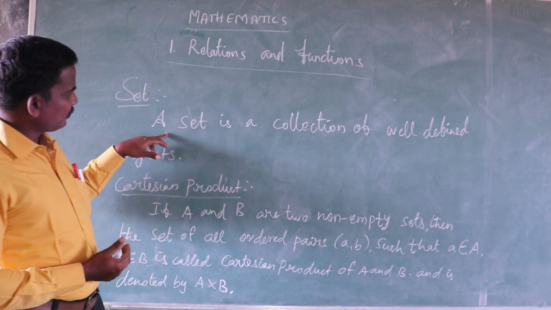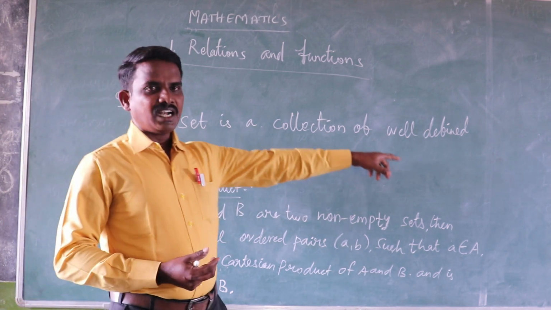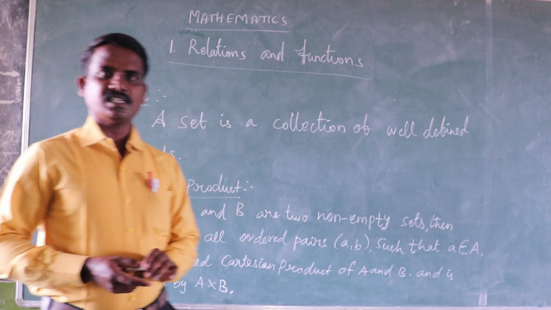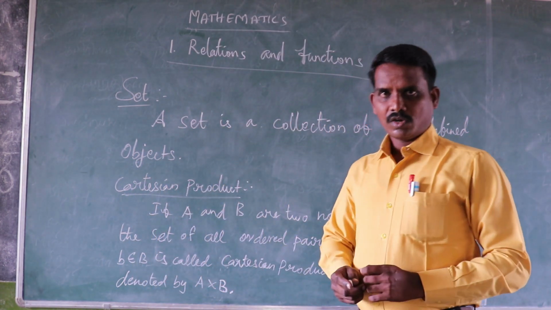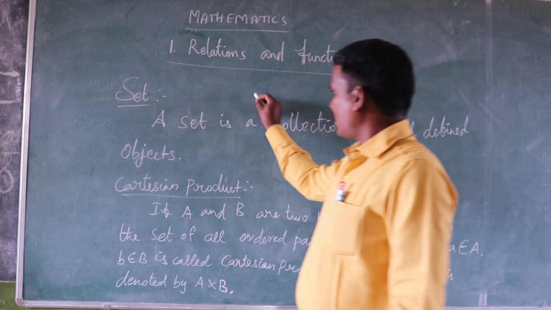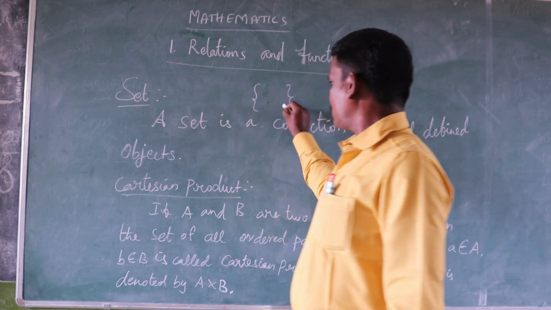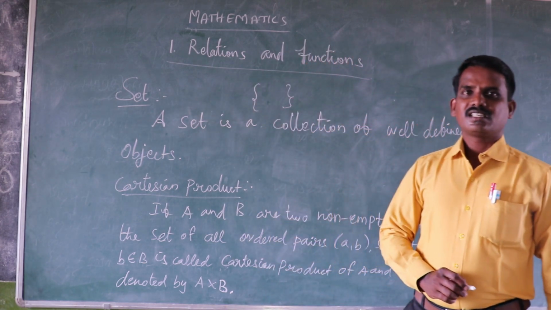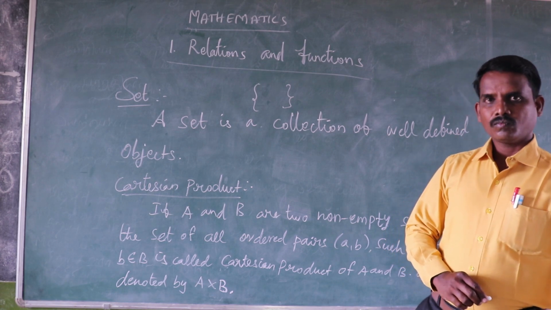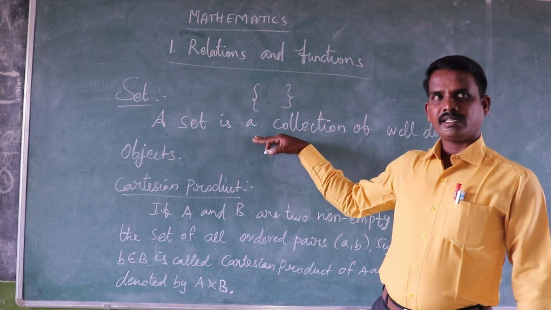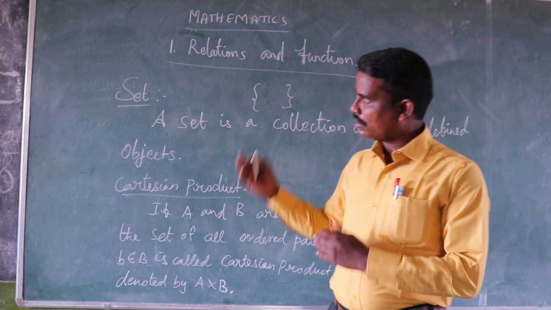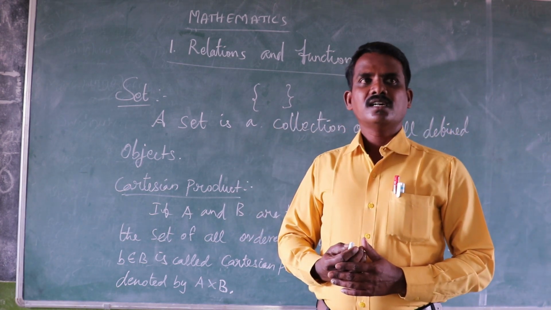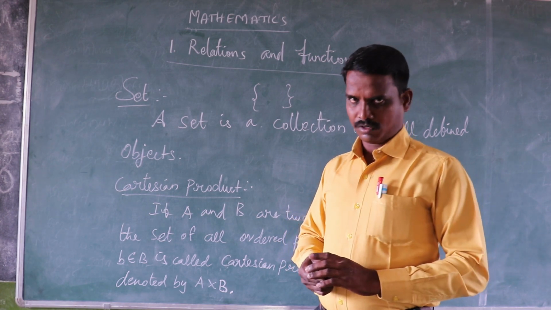A set is a collection of well-defined objects. That is called a set. We can write the set in this type of brackets. These brackets are named set brackets. You have studied in 9th standard the forms of sets, and how to write the sets in 3 different forms.